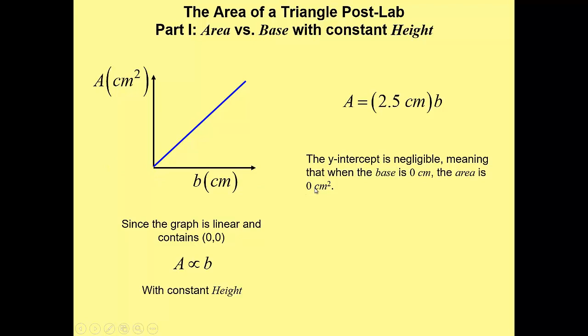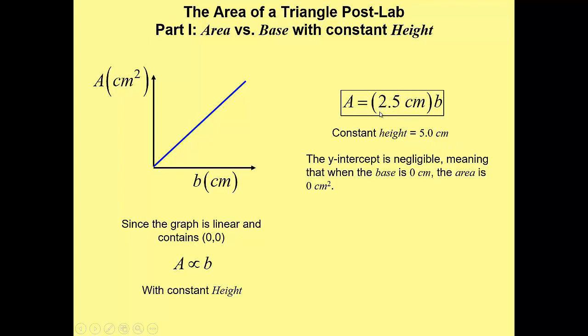And of course, that makes logical sense. If you keep shrinking the base, you're shrinking the area down to 0 as well. And of course, you don't have to add a 0 y-intercept. So that becomes our specific math model, specific to part 1, in which we kept the height constant, and hopefully you wrote down on your lab sheet that we happen to have a 5 centimeter constant height and a slope of 2.5 centimeters.